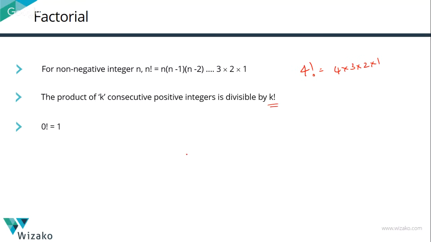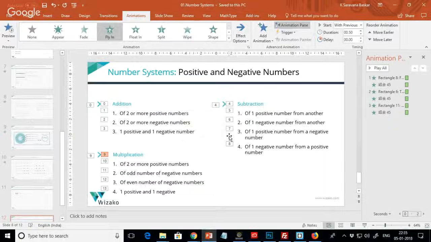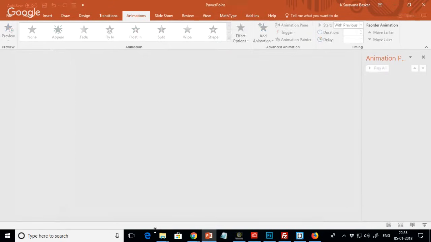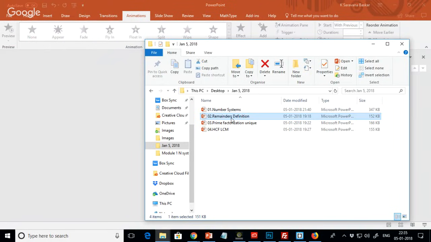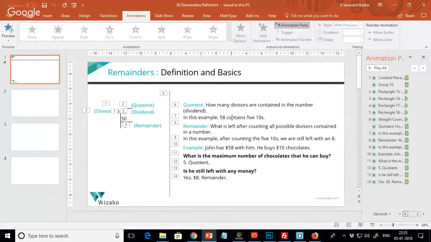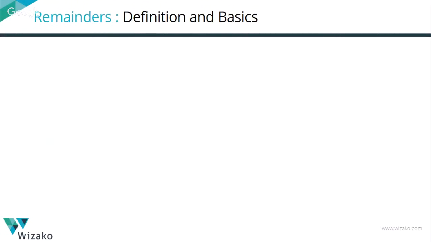Let's move on to part 2 of this. Just give me a minute while I change the slide back. We're going to be looking at remainders, divisors, division. Let's get clarity on it.